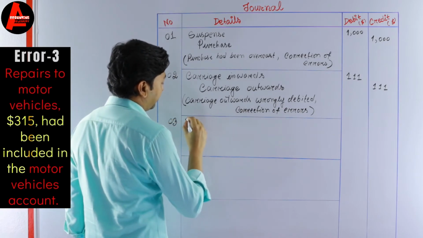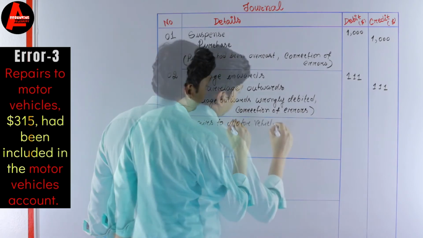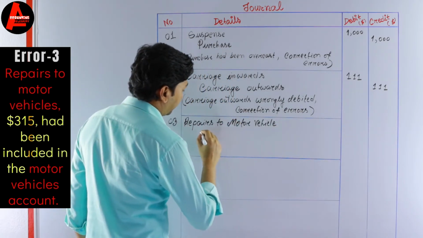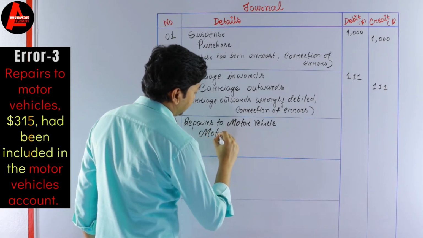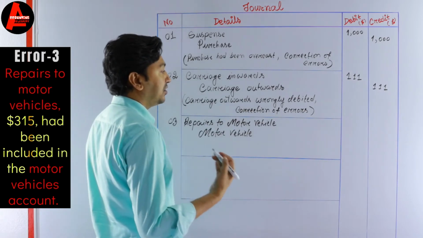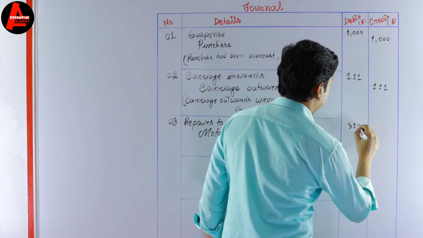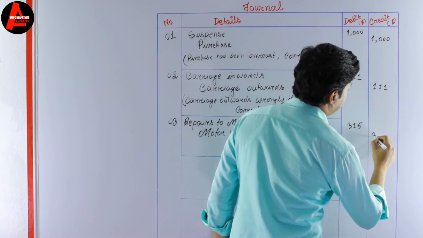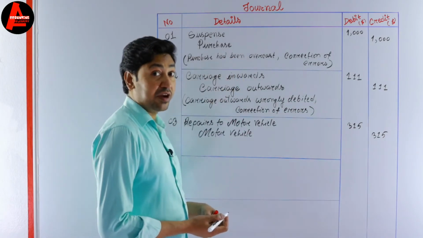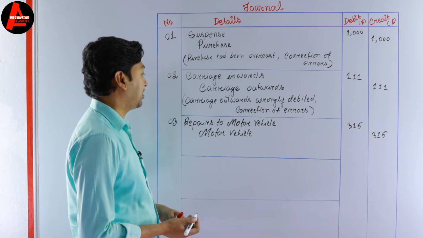Okay, we'll write here repairs to motor vehicle to be debited, and motor vehicle, which is an asset, will be credited. The amount is here in the question, $315 on the debit and $315 on the credit column. So now we have to write a narrative. What narrative will we write here?